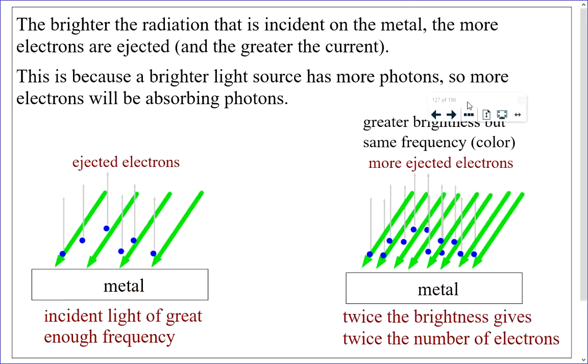The reason why more light striking the metal produces more electrons is simply because each photon in the light is absorbed by a single electron. So if you have more light, you have more photons. If you have more photons, you have more electrons being ejected.